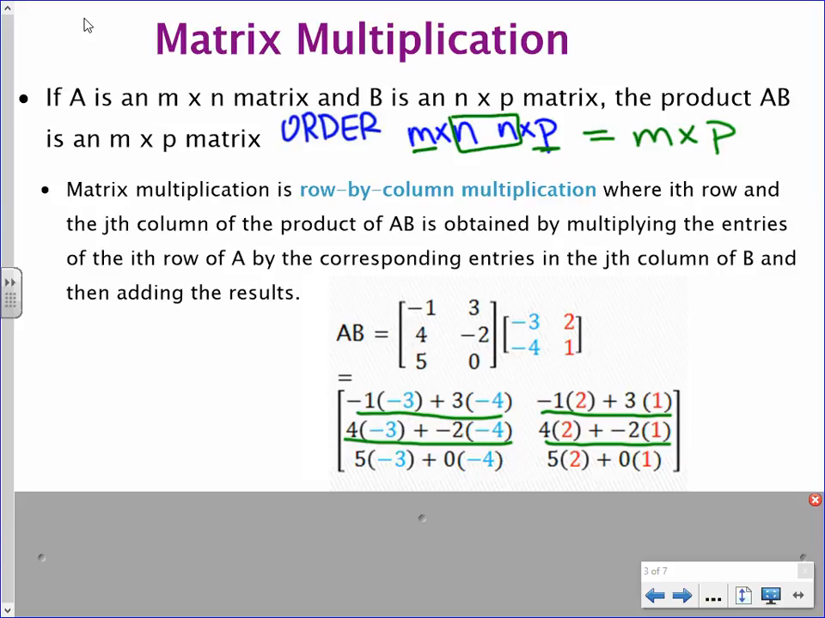Then we can move on to the third row. So third row times first column is going to go in the third row, first column of our product matrix. So 5 times -3 plus 0 times -4. And then we will do row times column. Third row, second column goes here in the third row, second column. 5 times 2 plus 0 times 1.